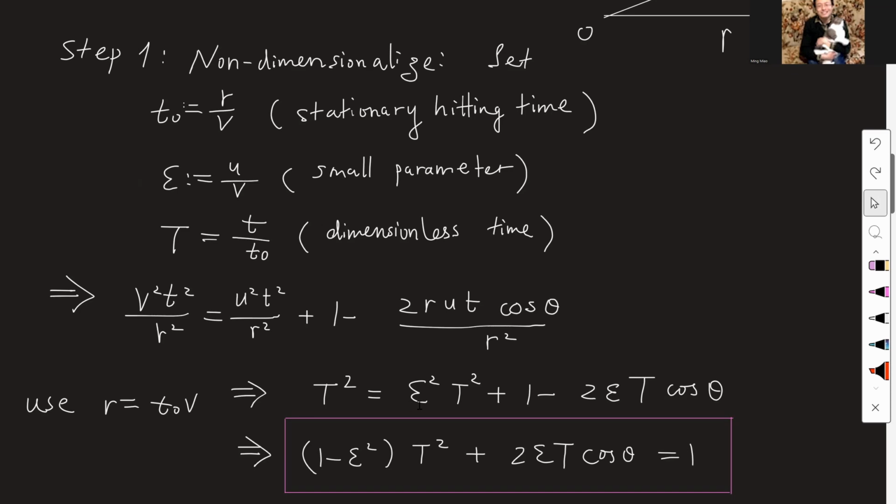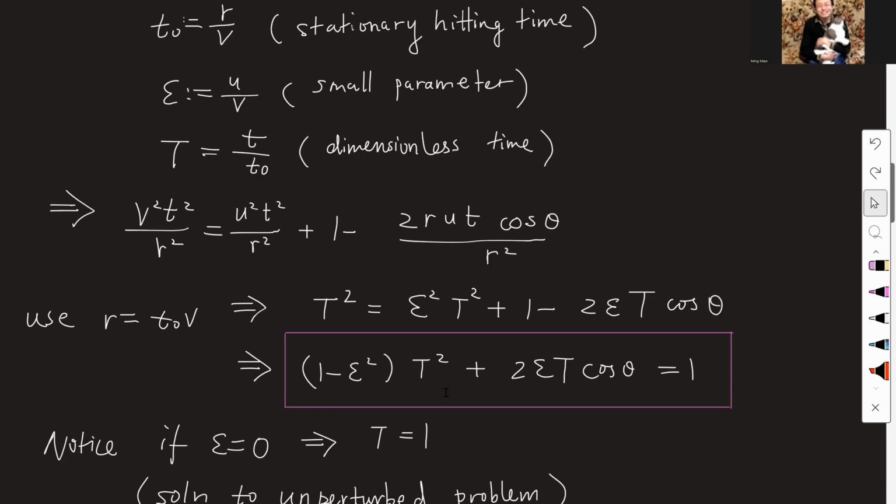The right-hand side becomes epsilon squared, because we have U squared divided by V squared, that's epsilon squared, times T squared, plus 1 minus 2 times epsilon times T times cosine of theta. So you see the last term, one of the R's cancels, and you use R equals T0 times V to get the epsilon and capital T. This box equation for T is going to be our focus now.